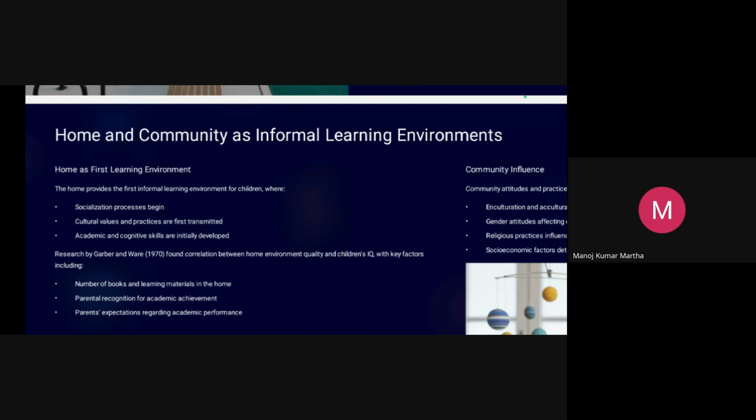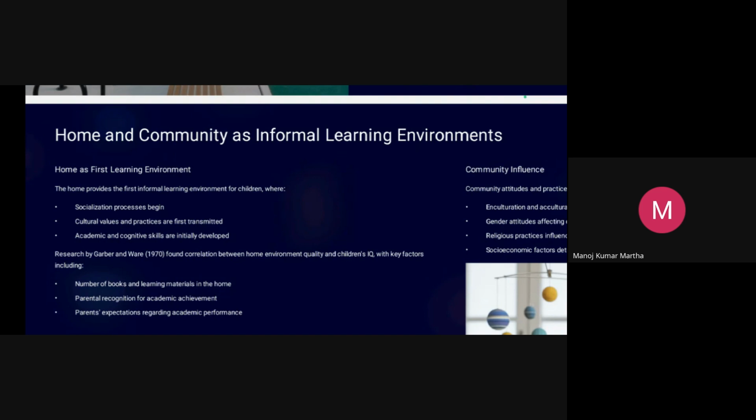And if the child finds a learning environment, then that will facilitate his further learning process. And other things are also there which affect the process of learning. Like we say, number of books and learning materials, if provided by the home or family, then the child learns better. If parental recognition for academic achievement is there, students also learn better.